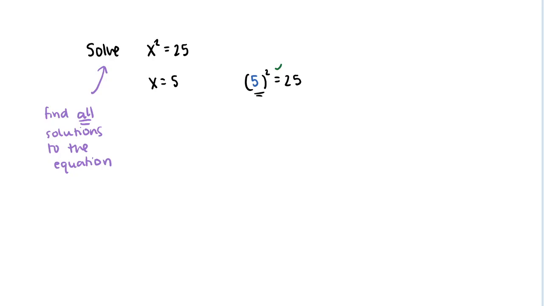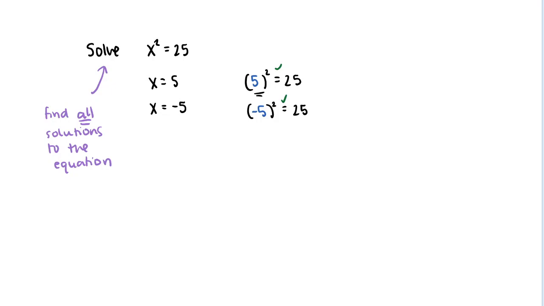Are there any others? Well, if you think for a little bit longer, you might recall that negative 5 would make sense to plug in and make this equation true, right? If I plug in negative 5, well, squaring a negative number is going to forget about that negative sign. A negative number multiplied with a negative number is going to give a positive result. And so this is going to give us positive 25 as well. This is another value for our x variable that makes the equation true.